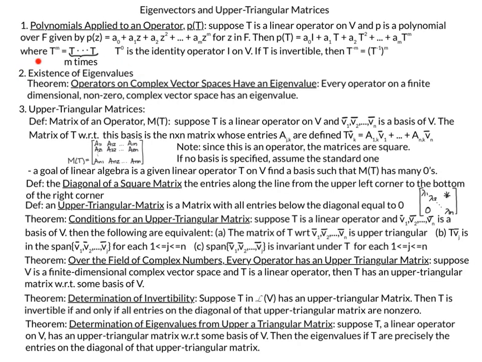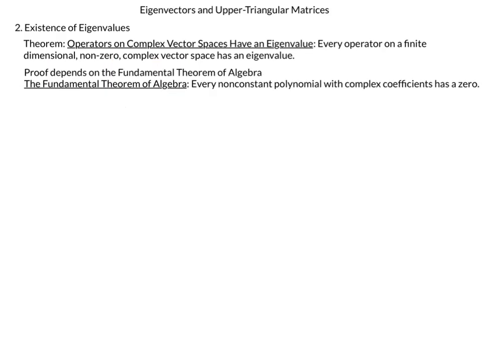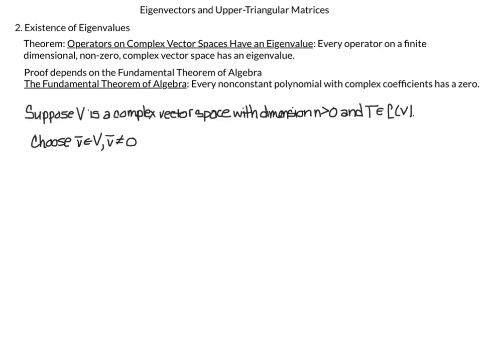Our next topic is existence of eigenvalues. We have this theorem that says operators on complex vector spaces have an eigenvalue. Every operator on a finite dimensional non-zero complex vector space has an eigenvalue. The proof of this theorem depends on the fundamental theorem of algebra, which we had covered in Chapter 4 about polynomials. I have it here for your reference. Every non-constant polynomial with complex coefficients has a zero.